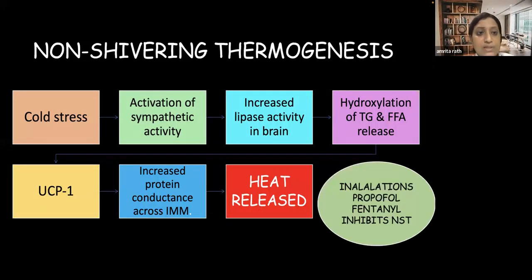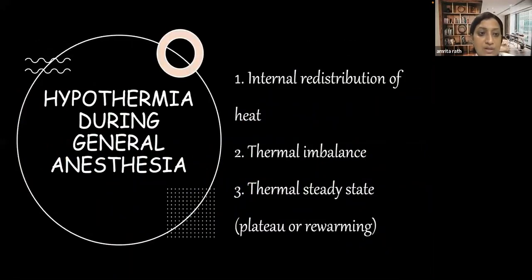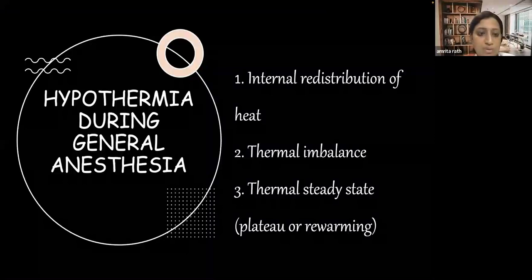The problem is the drugs which you are most commonly using, your propofol, fentanyl, they all inhibit the non-shivering thermogenesis. So that is why we are at problem. So what happened in hypothermia under general anesthesia? There are 3 phases. One is the phase of internal redistribution of the heat. Then comes the phase of thermal imbalance and finally a plateau or a rewarming phase.